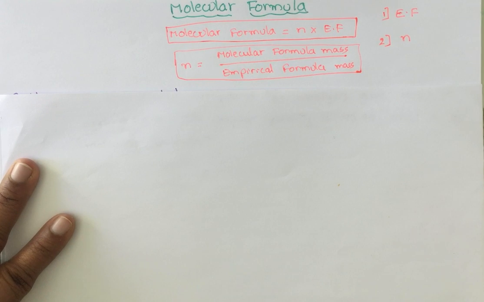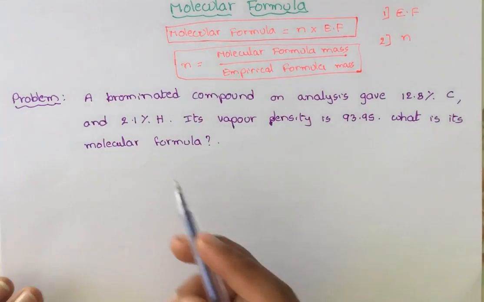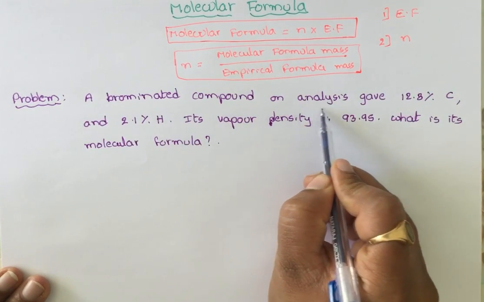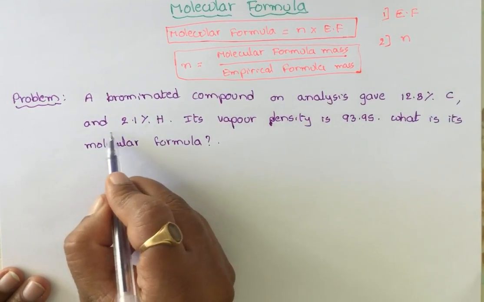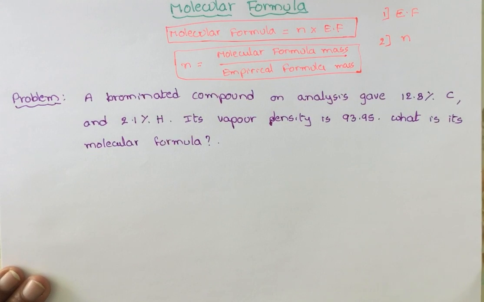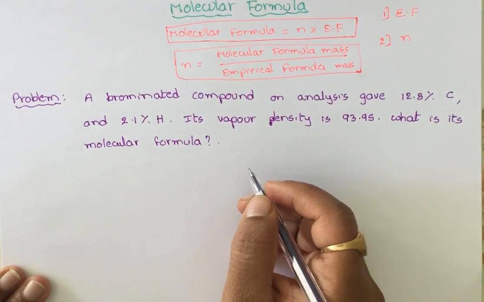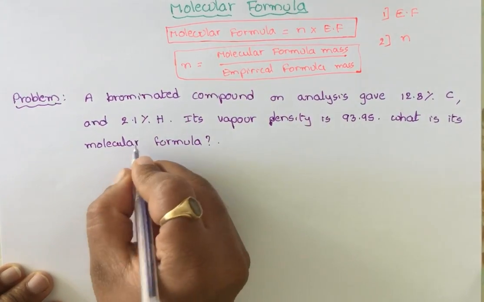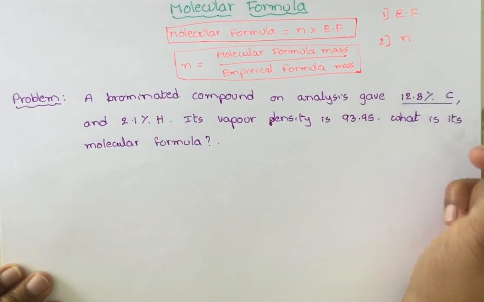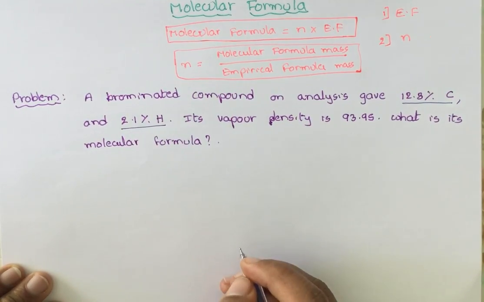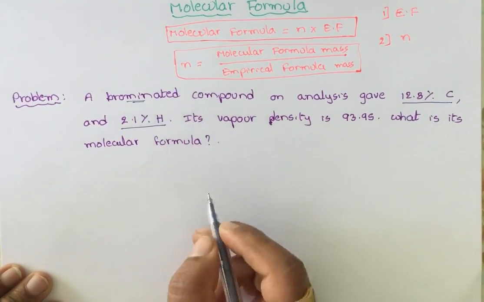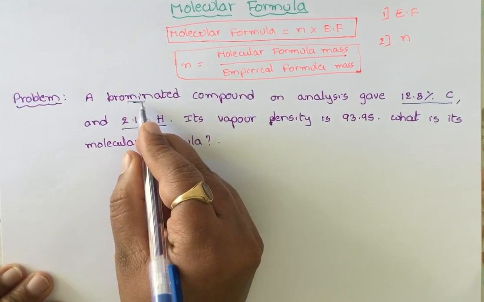So let us discuss one problem based on this, so that you can understand easily how to determine molecular formula. Here I gave a problem: a brominated compound on analysis gave 12.8% carbon and 2.1% hydrogen. Its vapor density is 93.95. What is its molecular formula? What have they given in the problem? The percentage weight of carbon, the percentage weight of hydrogen. They also said it's a brominated compound, so the rest of the percentage will be bromine.